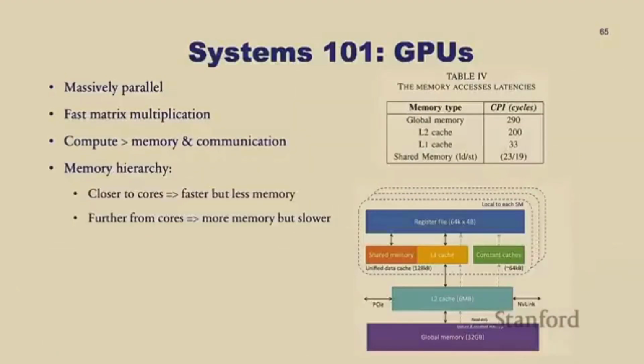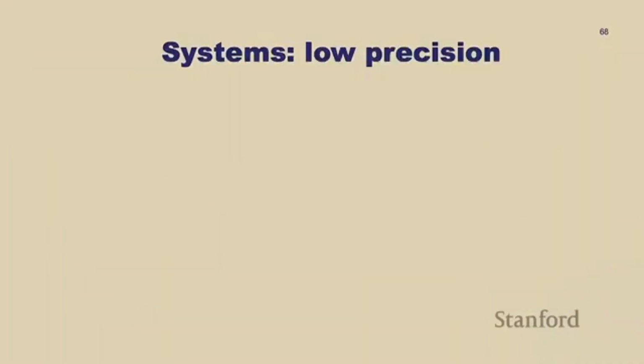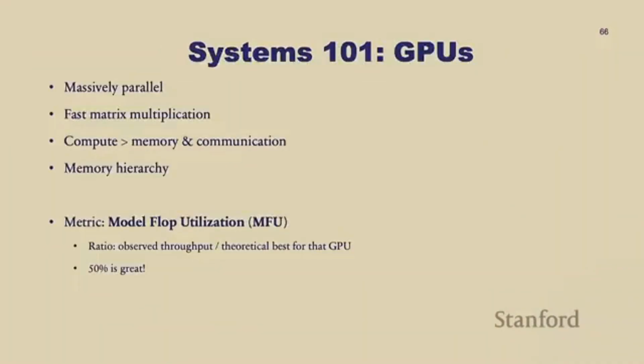Another thing to know about GPUs is that there's a memory hierarchy. This is the same with CPUs: the closer you are to your cores, the less memory there is, but the faster things run. If you're further away, there's more memory but it's slower. I told you about the fact of communication. The metric that people usually look at is model flop utilization: the observed throughput divided by the theoretical maximum number of flops per second that the GPU could run at. In general, if you reach 50%, you're very happy. Like Facebook's Llama, I looked at it, was at 45 or something like this. That means data doesn't come fast enough, even for these big companies.